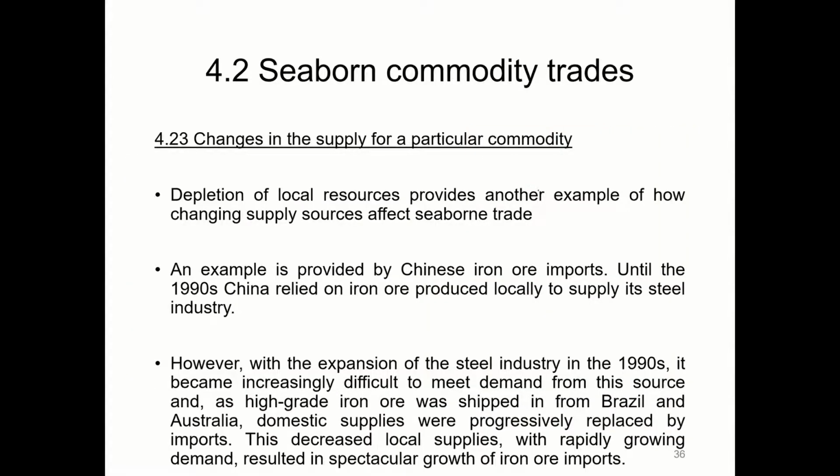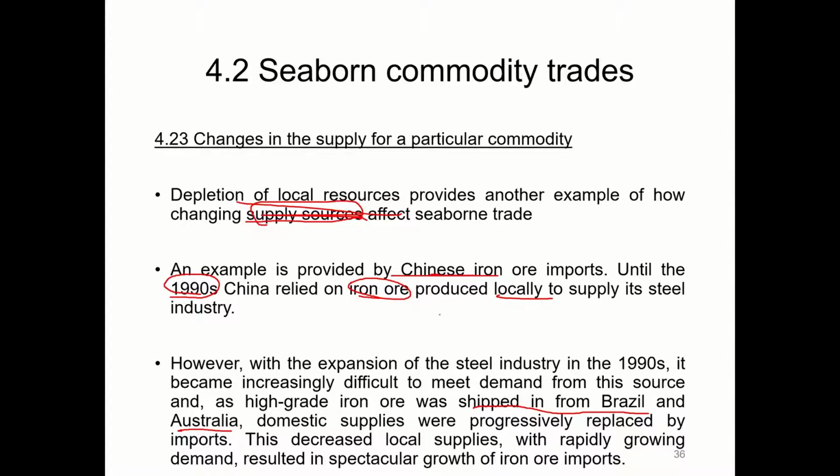All right, so depletion of local resources will also affect the changes in supply of sources. For example, if you look at China, the imports of Chinese iron ore. Before the 1990s, China relied on its own iron ore for the production of steel. But because the steel industry in China is constantly expanding, it cannot meet the production demand, and therefore China will need to ship in from Brazil and Australia.